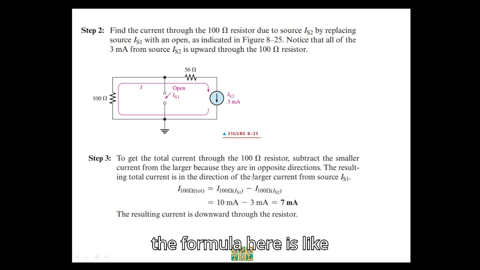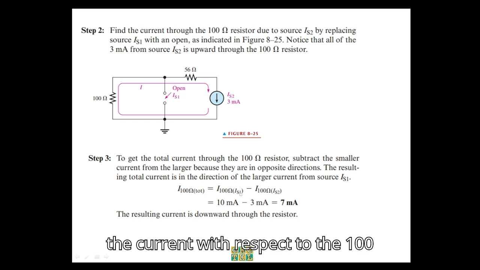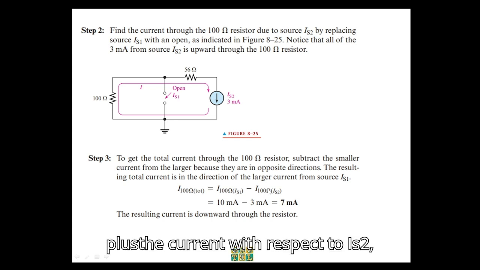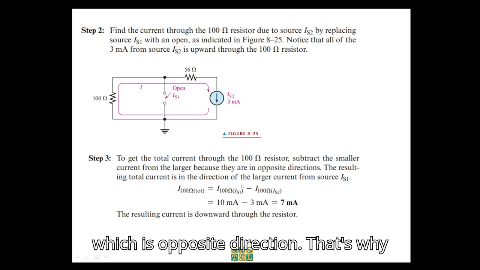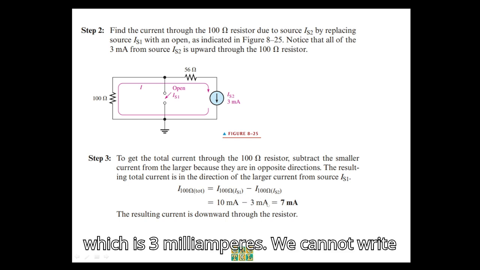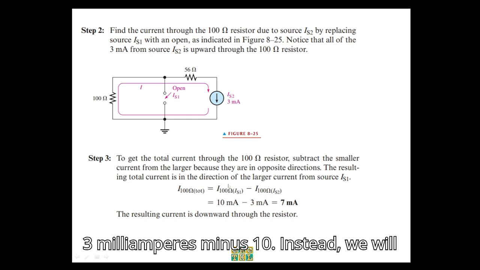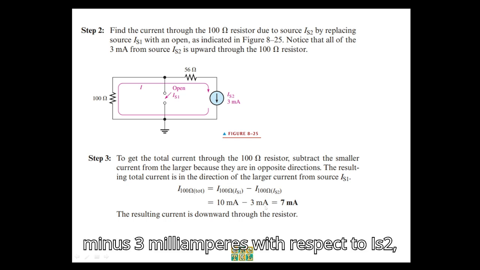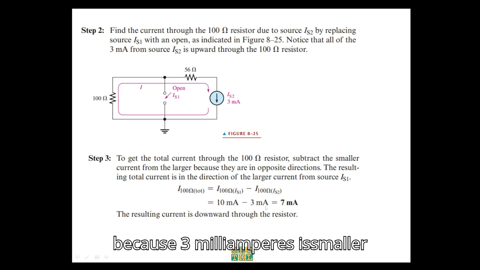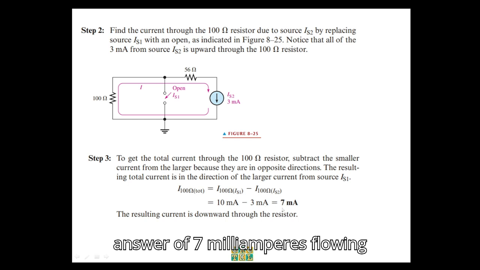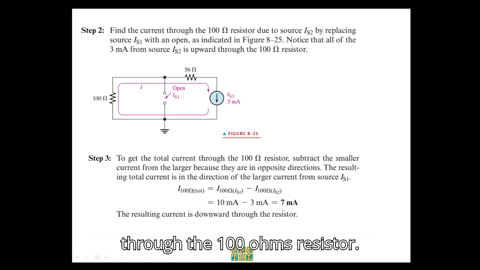We can add them, but one of them must be negative. That's why the formula is the current through the 100 ohms with respect to IS1 plus the current with respect to IS2, which is opposite direction. That's why we put minus. And the one that will get the minus sign will be the smaller value, which is 3 milliamperes. We cannot write 3 milliamperes minus 10. Instead, we will write 10 milliamperes with respect to IS1 minus 3 milliamperes with respect to IS2 because 3 milliamperes is smaller compared with 10. And we got the final answer of 7 milliamperes flowing through the 100 ohms resistor.